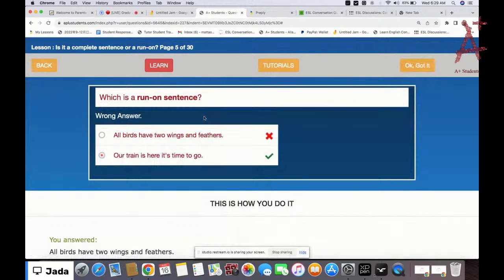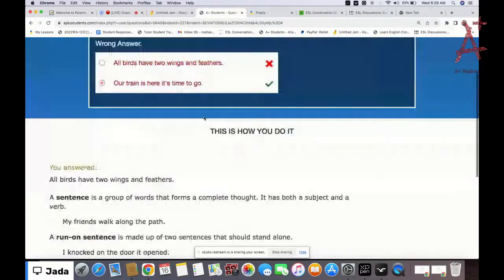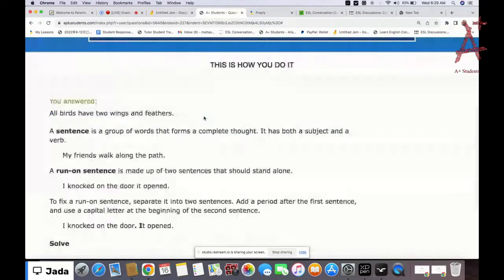So let's say that you do not understand or you're getting it all confused and you don't know what to do anymore, and then you get something wrong and you're not sure, all you need to do is just go down and read again. Okay, so I do hope that you understand the differences between the complete sentence and then the run-on sentence. So do not mistake them.